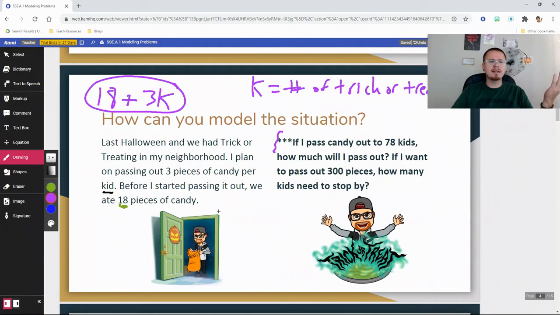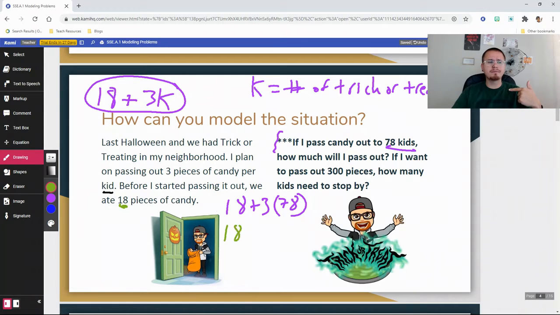So let's say I'm anticipating 78 kids will come by. How much candy will I pass out? Will I have enough? Will I have enough to eat for myself later is the real question. Let's answer that first question. Hopefully, you're starting to see a pattern: once you're given information that relates to a variable, you no longer have a variable. You have something you can substitute for it. So we're going to get 18 plus 3 times 78, because K was the variable, and now we know how many kids. Pull out your notebook or calculator, something to help you do this math.